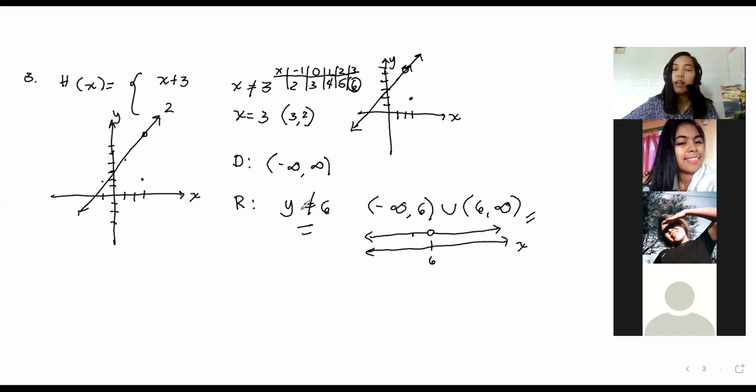Clear? Ito din yon. Ang ibig sabihin ng y is not equal to 6. All real numbers except 6. That's why I use parentheses. Kasi hindi kasama si 6. Is that clear? Yes, ma'am.